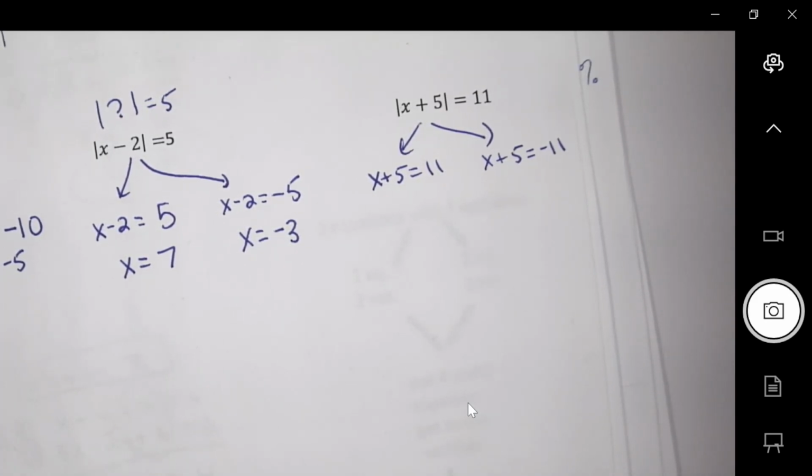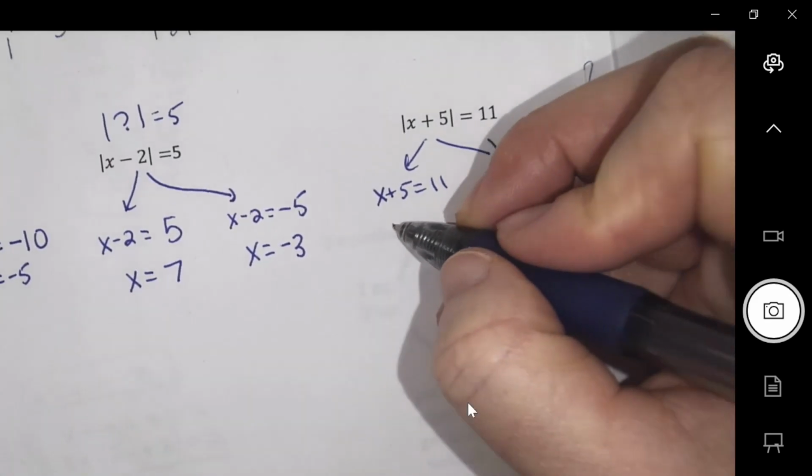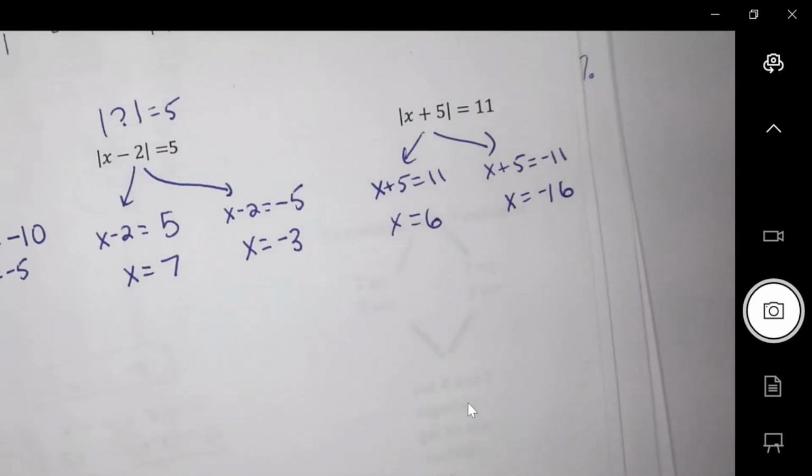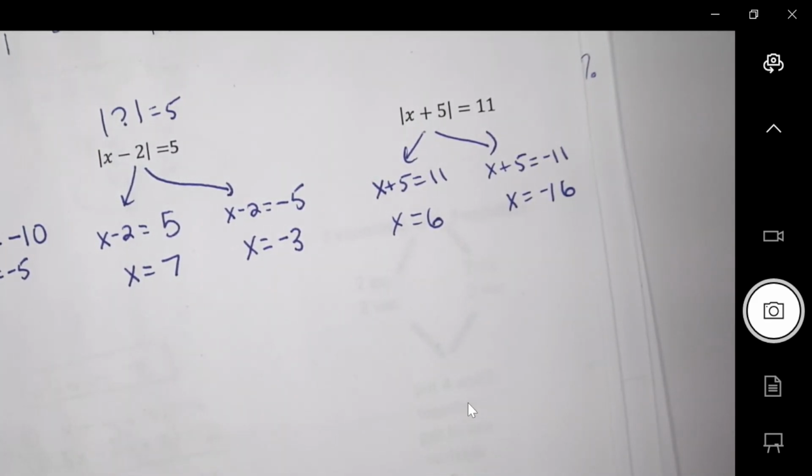So I started with the inside could have been an 11, or that inside could have been a negative 11. Okay, and the rest is just algebra, so I got 6 or negative 16.